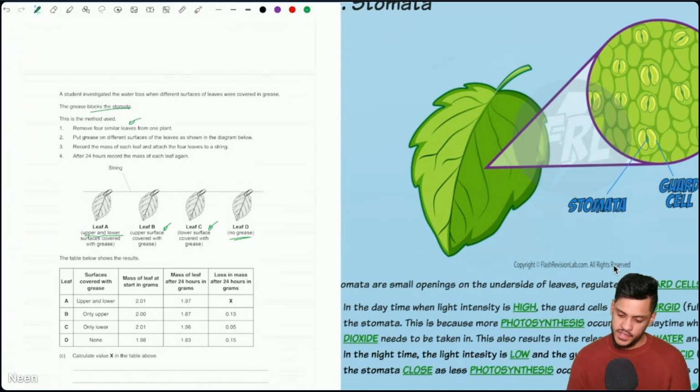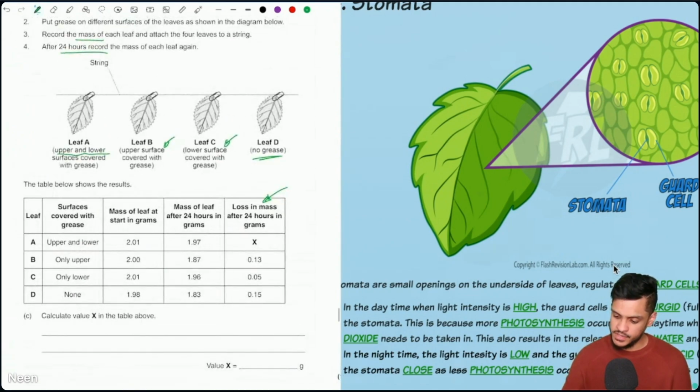And what they've done is they recorded the mass at the beginning. Then they let the leaf just dry for 24 hours. And then they recorded the mass again. So what must have happened in 24 hours is transpiration. So the water must have evaporated from the surface of the leaf. And the mass of the leaf would have decreased. So that's what you can see in this table here. Loss of mass. That's because the water is leaving. So all of them have decreased.